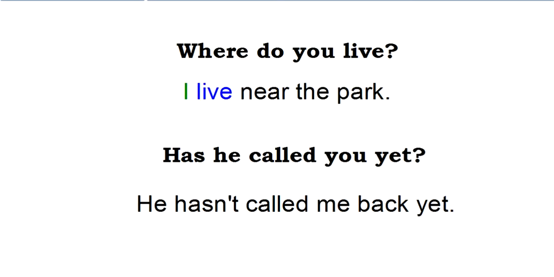So in the statement, I live. In the question, do you live? I've actually had to add an extra verb, do. It's an auxiliary. It did not exist in the affirmative version of the statement. So I've had to create an auxiliary to make a question because most questions in English require an auxiliary, and that's a very important thing for our students to know.